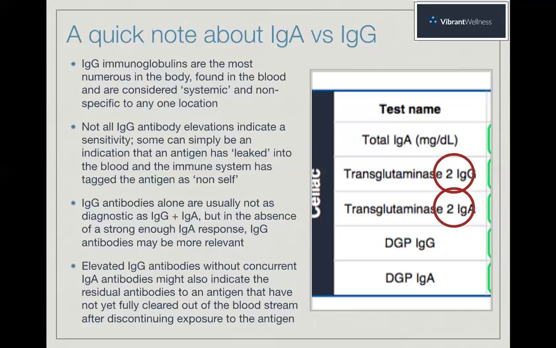Elevated IgG antibodies without concurrent IgA antibodies might also indicate the residual antibodies to an antigen that have not yet fully cleared out of the bloodstream after discontinuing exposure to the antigen. This might be the case when a patient has gone gluten-free recently before taking the Wheat Zoomer test and no longer has IgA antibodies to gliadin, for instance, as there has not been a recent mucosal exposure to it, but still has some residual IgG antibodies to gliadin from the last exposure to the antigen several weeks ago.